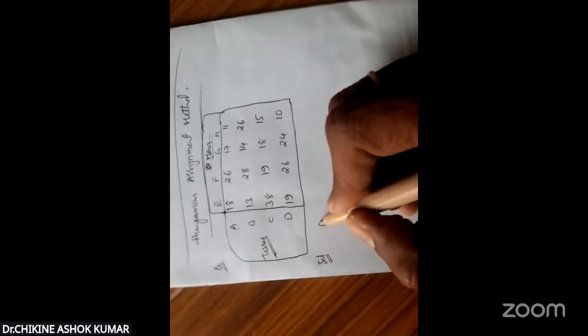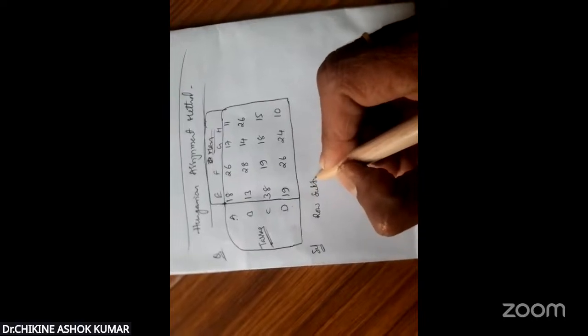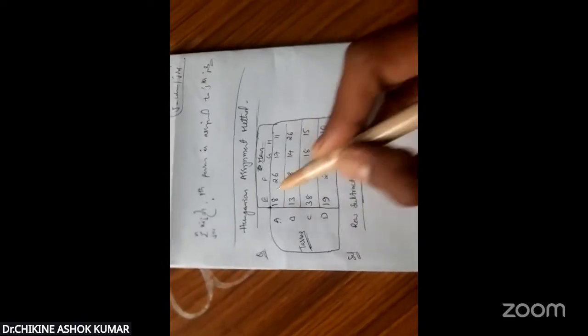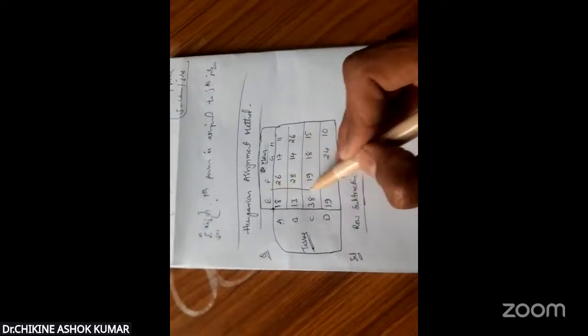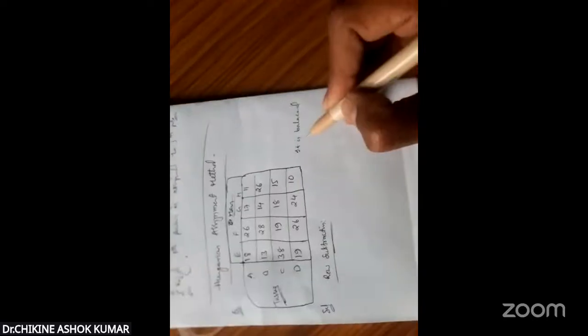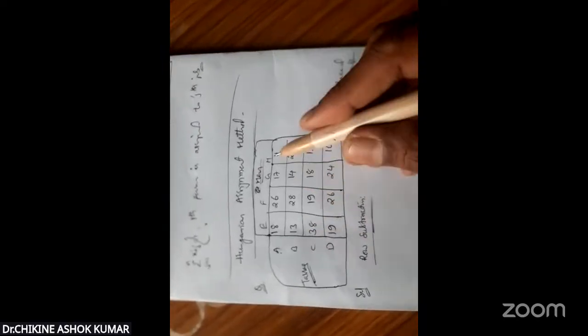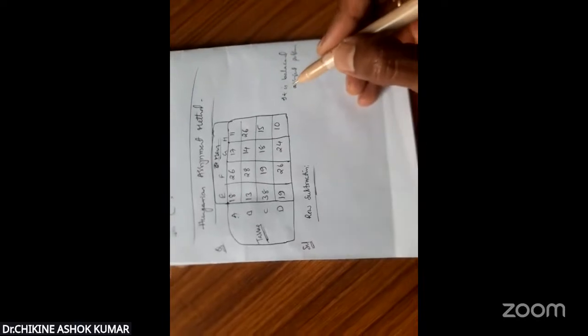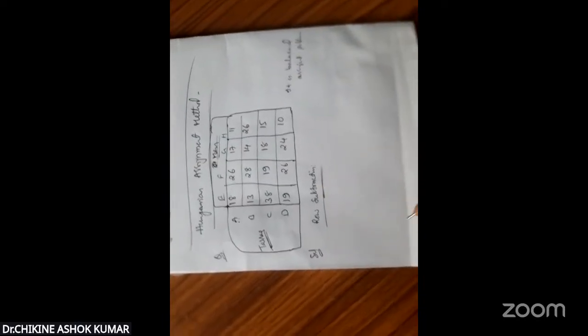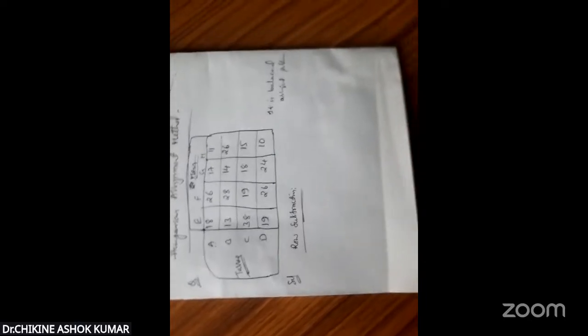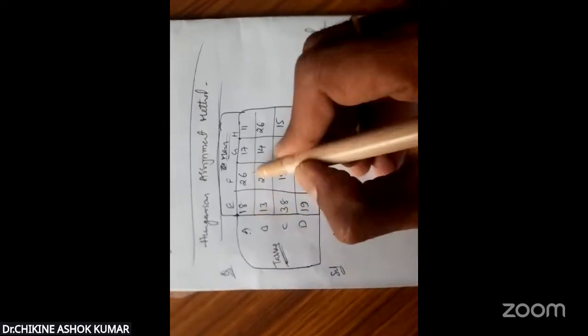First step, row subtraction. Row subtraction means we have to choose from the 4 rows. This is a balanced assignment problem. Why? Because we have 4 persons and 4 jobs. Once it is balanced, then go for row subtraction, and the next step is column subtraction. First, row subtraction.